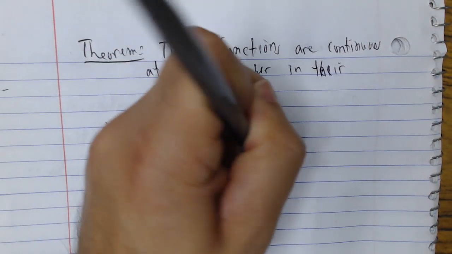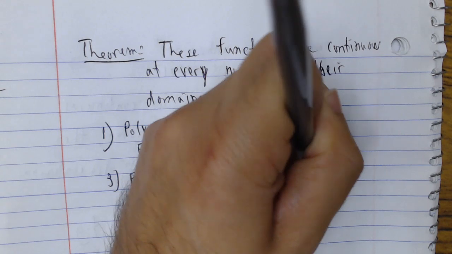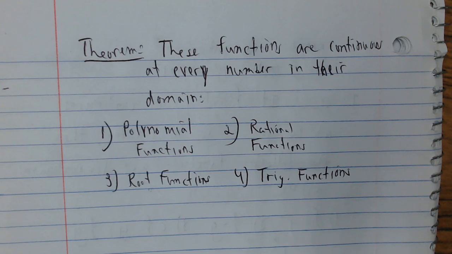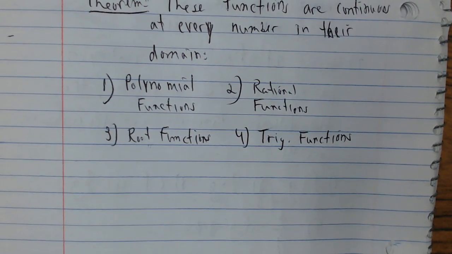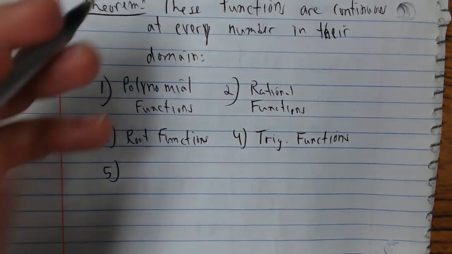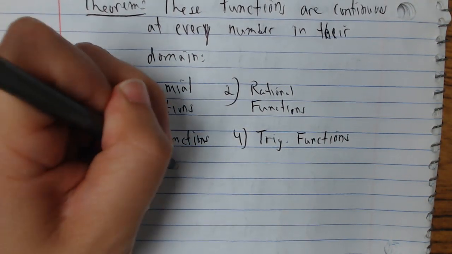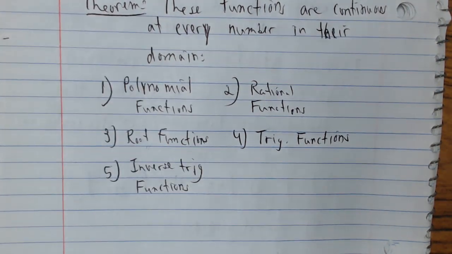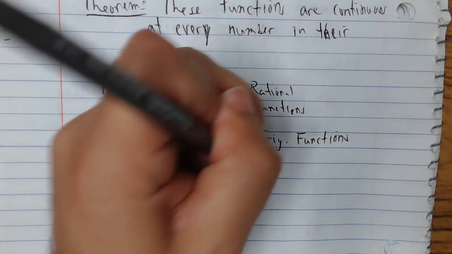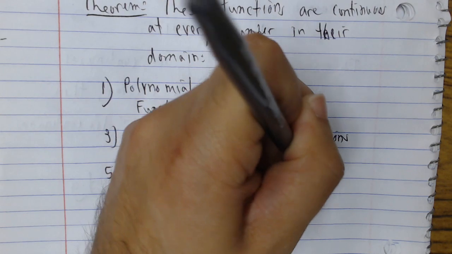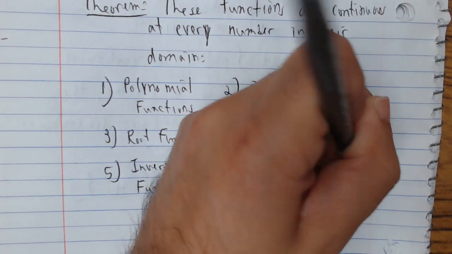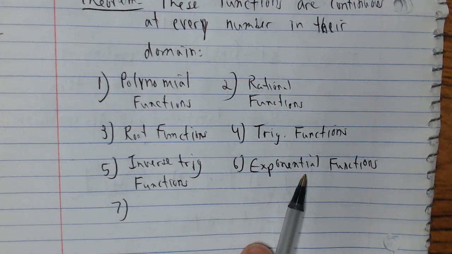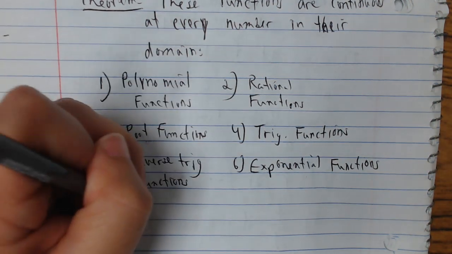And then we have trig functions. Trig functions are continuous on their domain. So whatever their domain may be, we know they're always continuous. Of course, if trig functions are continuous on their domain, inverse trig functions will be continuous on their domains. And then we have exponential functions. And the last one, which of course, if exponentials, their inverses, which are logarithmic functions.